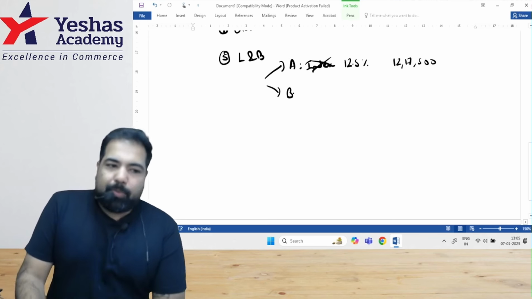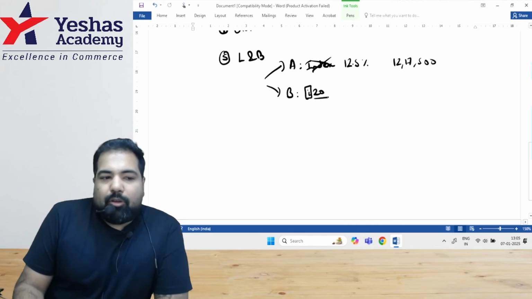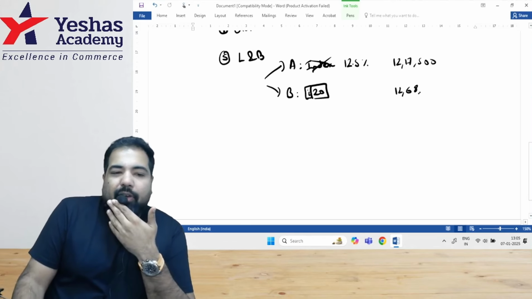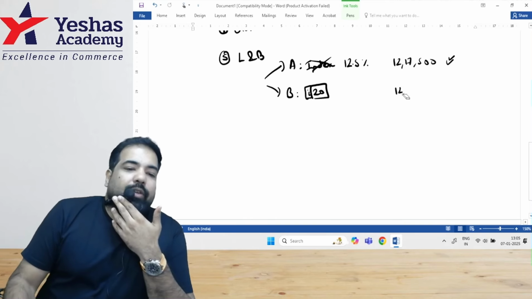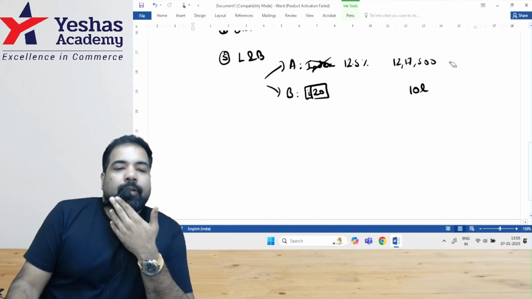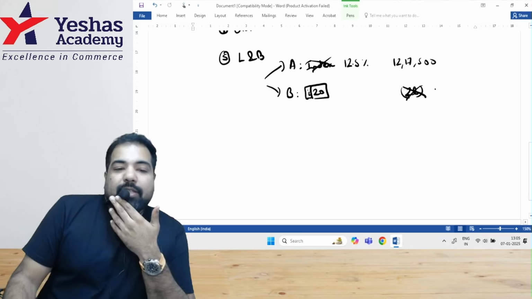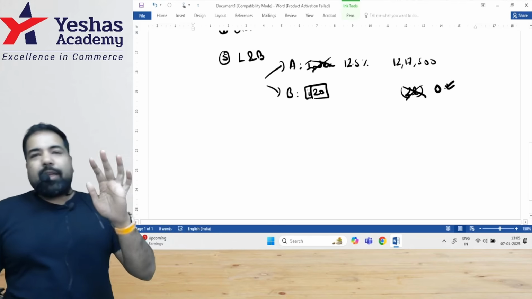What is option number B? I-20. Will you get indexation? And you will be taxed at what rate? And what if that is, guys, 12,68,500? Then which one will you choose, guys? All right. What if this is 10 lakh? What if this is 1 lakh? What if this is a loss of 2 lakh? Then it will be considered as what, guys? Zero. You can choose this, but loss cannot be set off or carried forward.